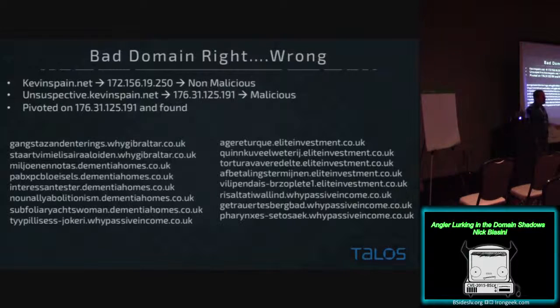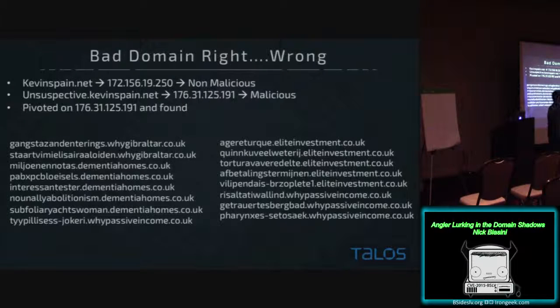However, if you look specifically for unsuspective.kevinspain.net, I actually found it pointing to this IP, which was 176.31.125.191. That was definitely a bad IP. It was malicious, I knew it. So I wanted to know what else I could find on that IP. So I pivoted, and I found this.